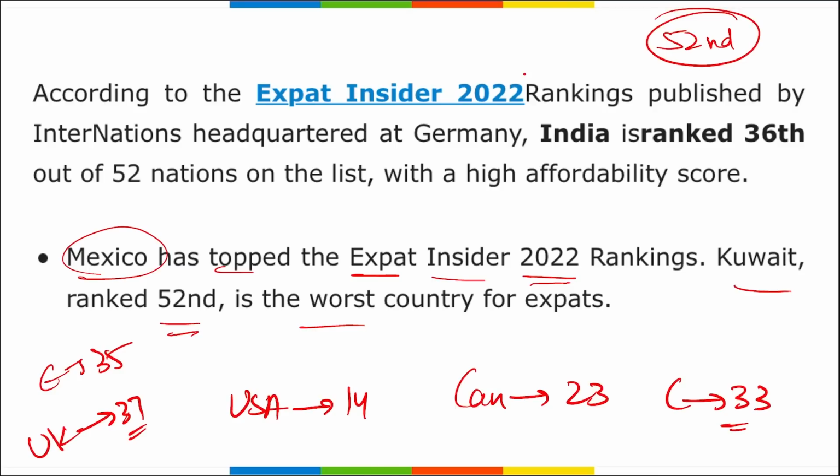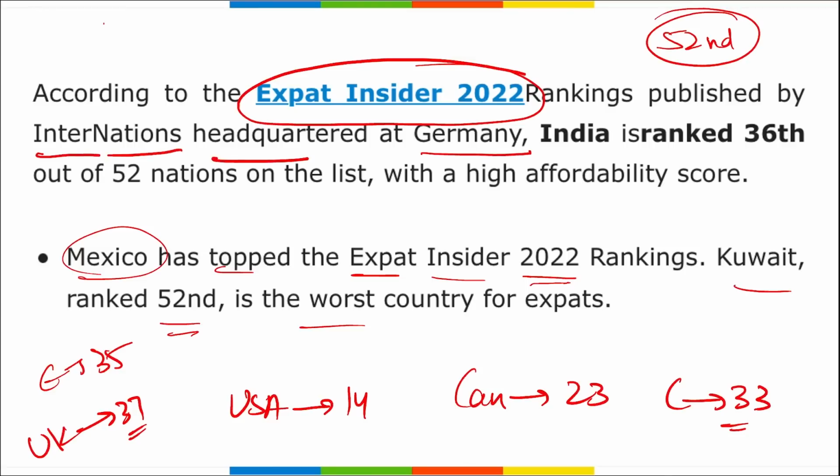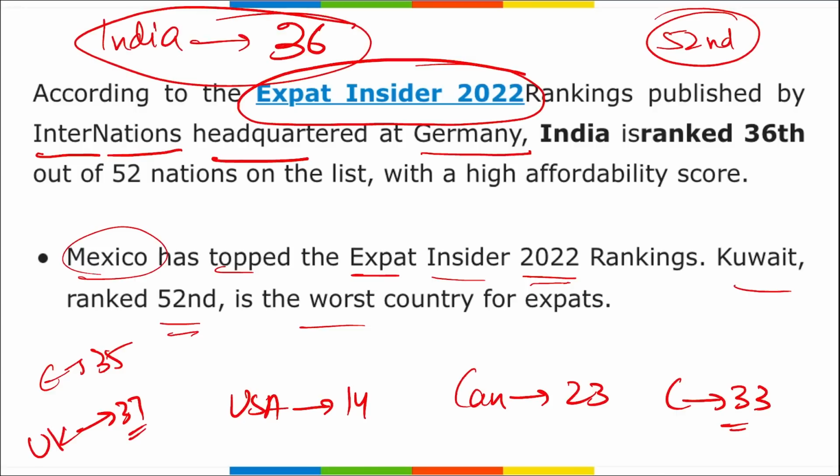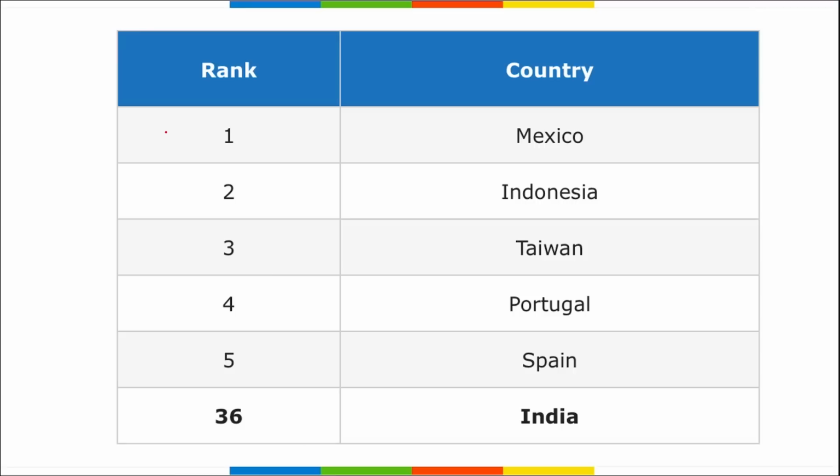But coming back, according to the Expat Insider 2022 report that is published by InterNations headquartered at Germany, you have to remember the rank of India in this Expat Insider ranking is 36th. Alright, it is ranked at 36. Here you can see, first was Mexico, second Indonesia, third Taiwan, fourth Portugal, fifth Spain, and 36th is your India.